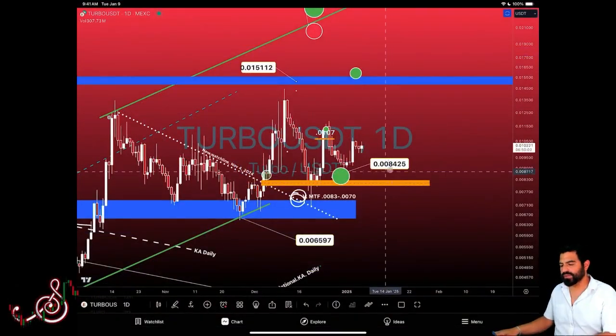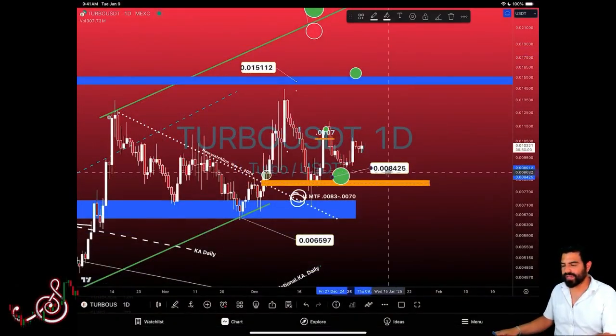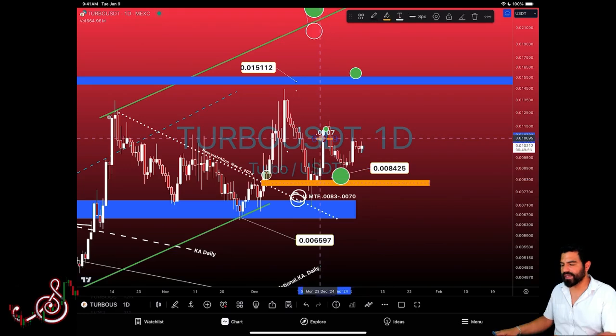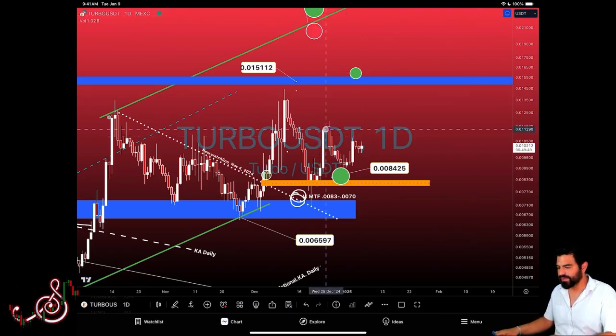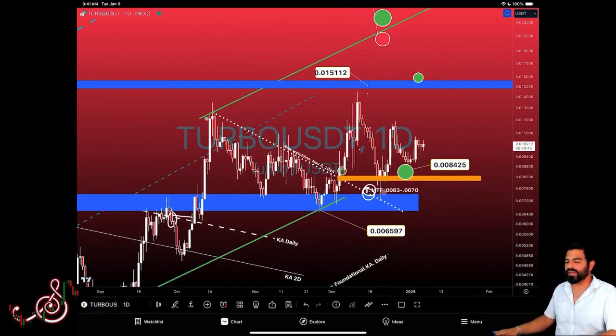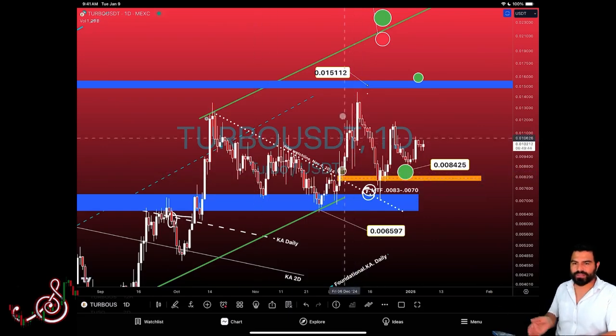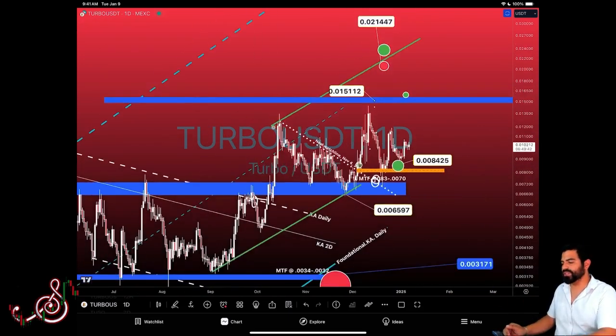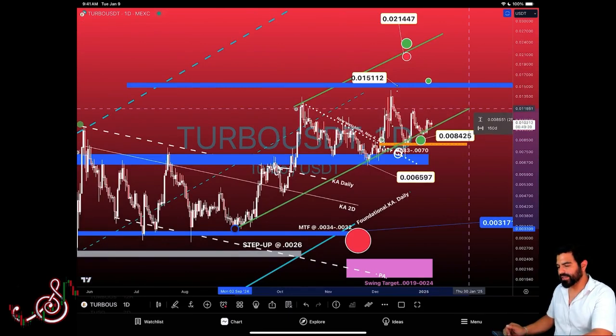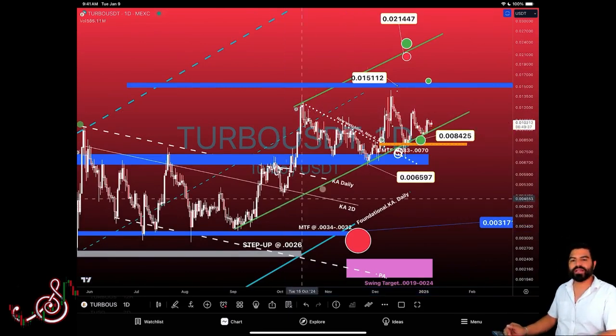Turbo support for me is still around 0.0080. We hit it once already. There was a smaller sword cut here, but we're going to delete that one because I don't see it anymore, or even where it came from. Price is sitting on its last watch line here, so that's a bullish position for Turbo. This angle right here can extend out a little bit. We're still on top of that support.